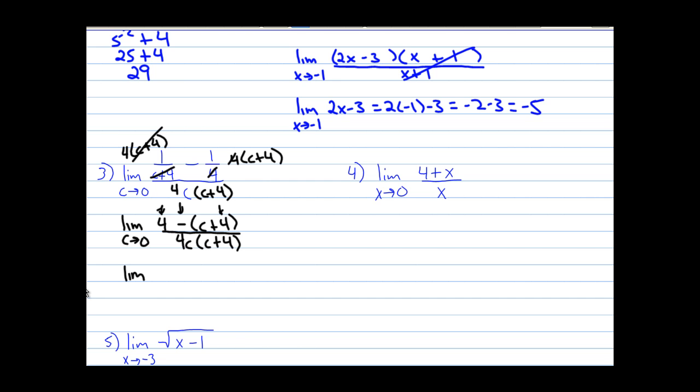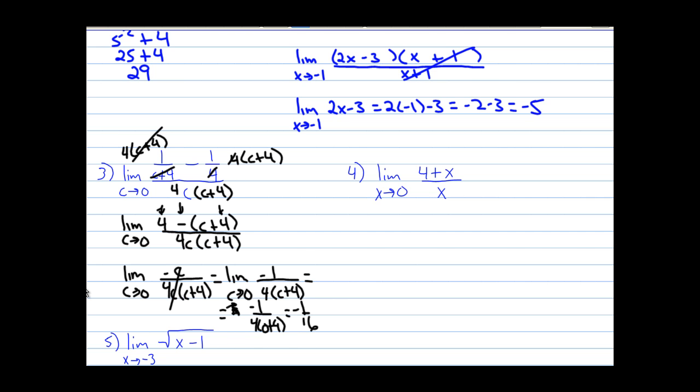So we have the limit as c approaches 0 of negative c over 4c times c plus 4, which is equal to the limit as c approaches 0 of, well, the c's are going to cancel out. So we have negative 1 over 4 times c plus 4. And finally, we can plug 0 in for c. We don't need the limit anymore. So we have negative 1 over 4 times 0 plus 4, which is negative 1/16. And there's your final answer for number 3.